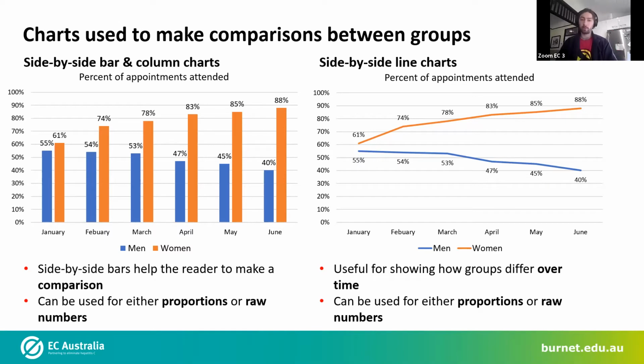This can be done for these proportions, as done in this figure, or you could also do it as absolute or raw numbers if you like. On the right-hand side, we've got the side-by-side line charts. This is the same data but presented as a line chart. It also does a nice job of showing how the proportion of appointments attended is starting to diverge around June. So this is also very useful for showing how groups differ over time.